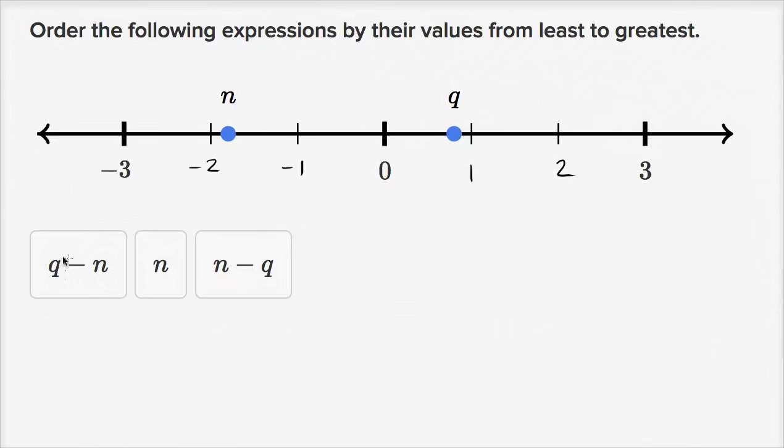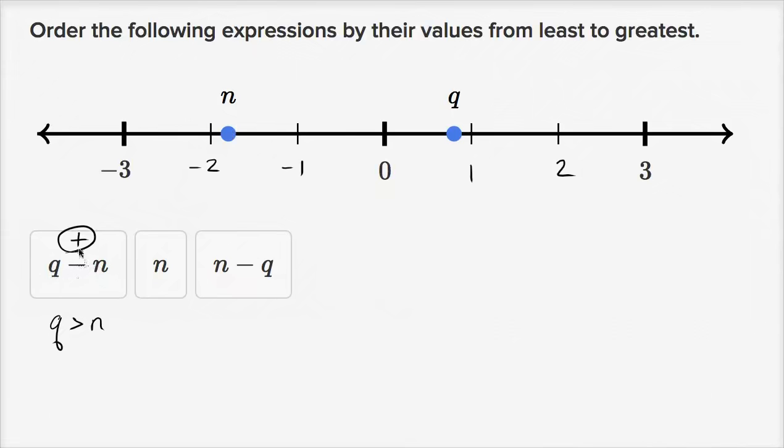But let's just think about each of these expressions. So this first one is q minus n. And q is to the right of n on the number line. We know that q is greater than n. So if q is greater than n and you're subtracting n from q, it actually doesn't matter if they're both negative or both positive, or one's negative, one's positive. Just the fact that we know that q is greater than n means that q minus n is going to be positive. And if you actually want to look at this particular circumstance, q is positive, n is negative.